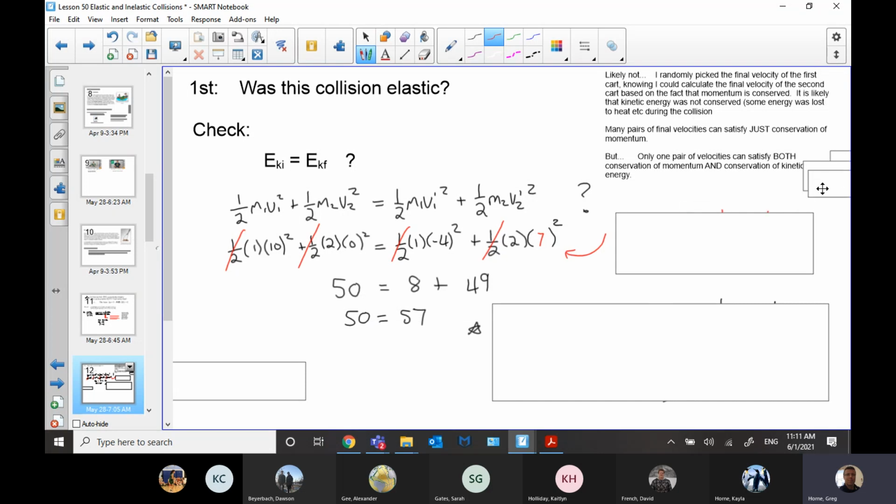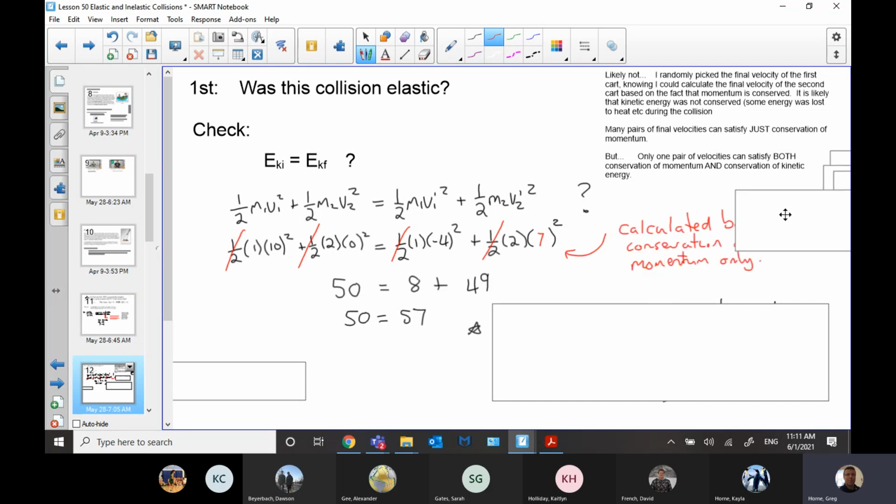Anyway, so we're getting a result here. This 7, remember, was calculated based on conservation of momentum only. Was this an elastic collision? Based on the results, we had 50 joules of kinetic energy at the start, and we have 57 joules of kinetic energy at the end. What does that tell you about whether this is elastic or not? It's actually even better than elastic, isn't it?